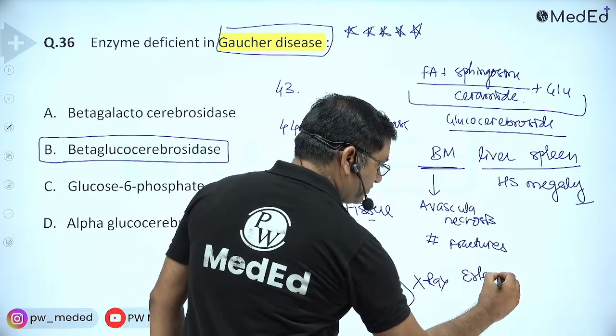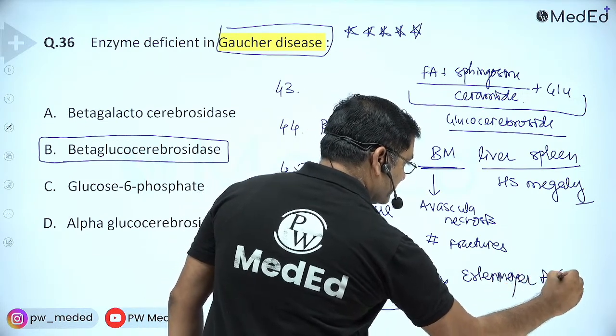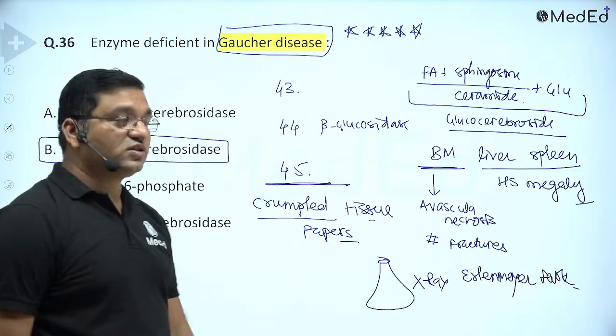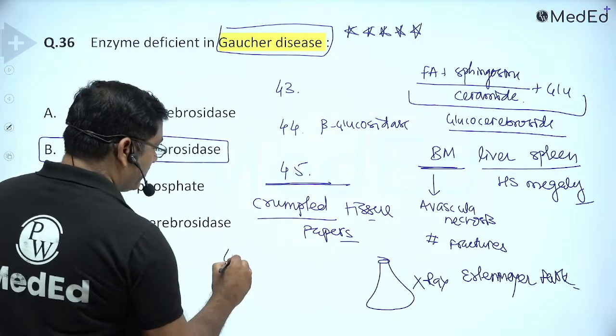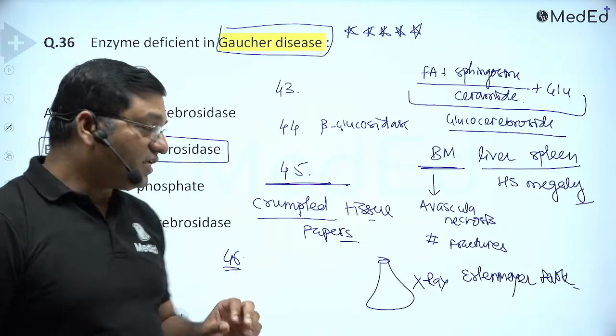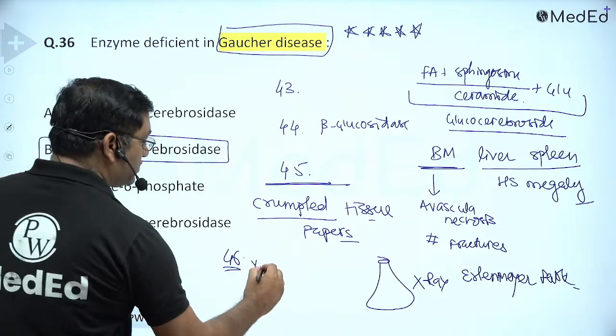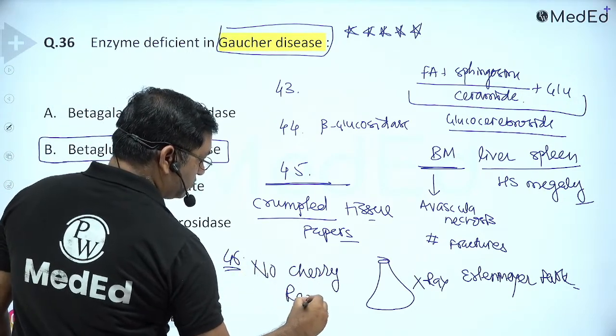Erlenmeyer flask deformity on X-ray. These are the features of Gaucher's disease. Apart from this, point number 46 is very, very important. Apart from these points, there is no cherry red spot in Gaucher disease. No cherry red spot on the macula.